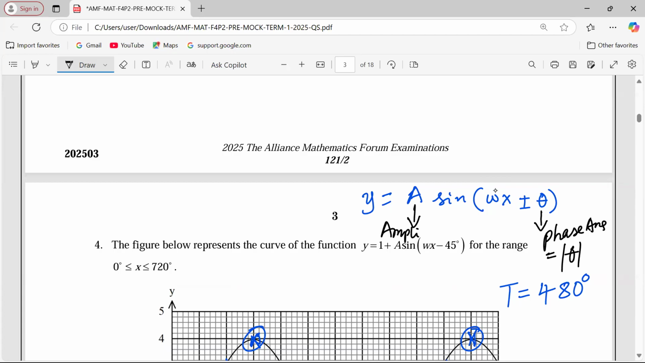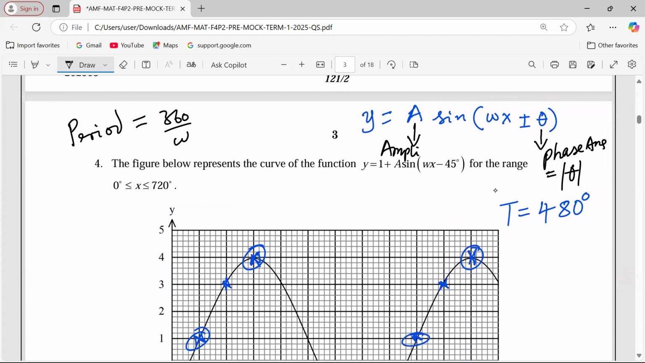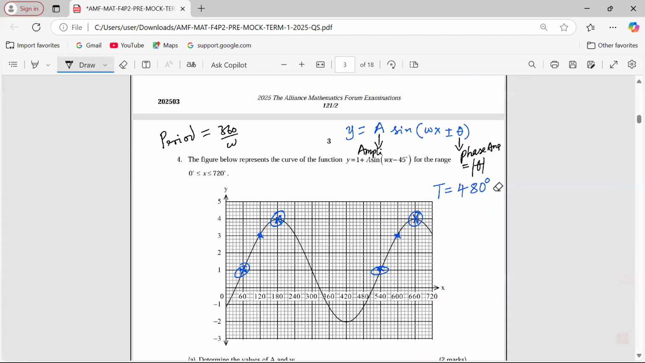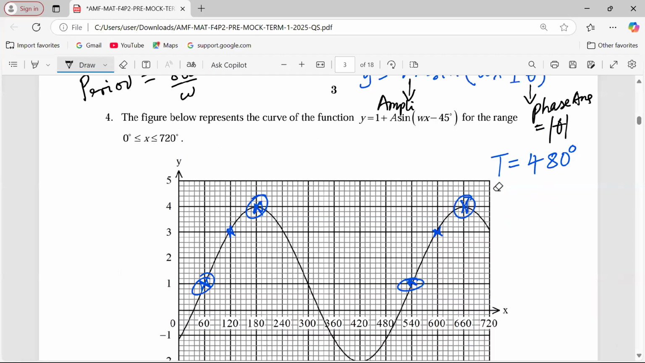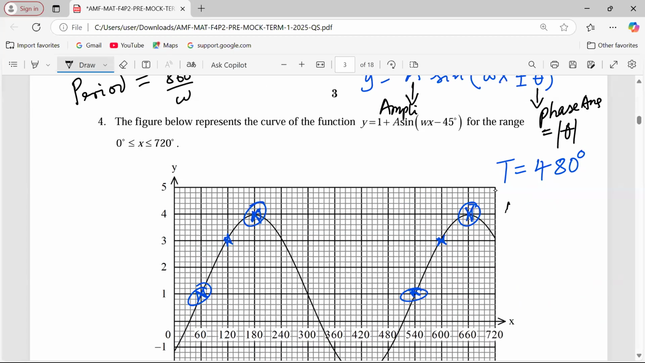But now we have W here, whereby we say a period is usually given by 360 out of the value just before x, out of W. So the period, which we are already concluding to be 480, the period of 480 is given by 360 out of W. So to find W now, we should talk about 360 out of 480, and this is giving us 3/4.